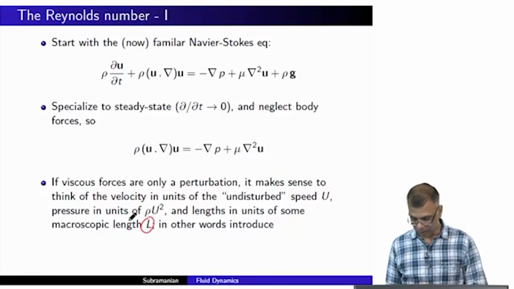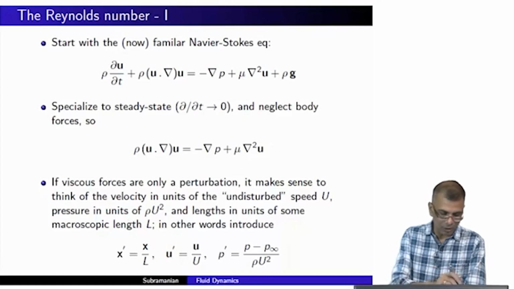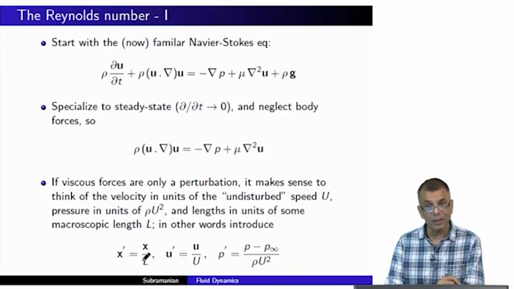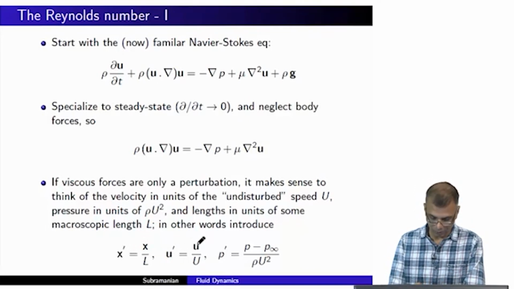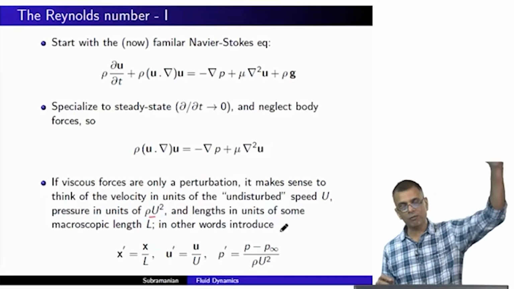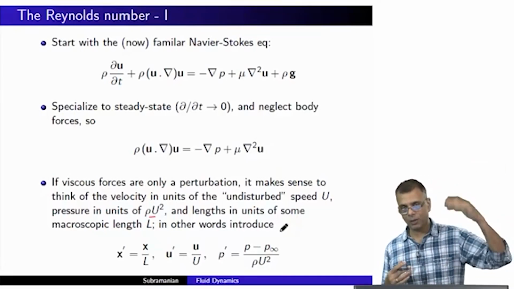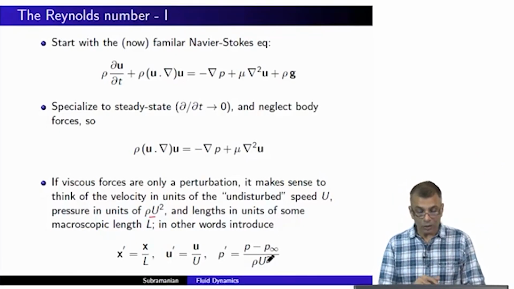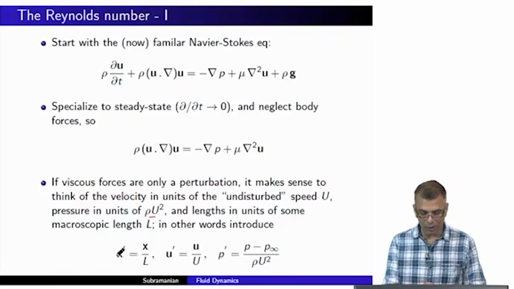In other words, we introduce these dimensionless variables. x prime is x divided by L. u prime is u divided by this capital U, this undisturbed speed. p prime is, well, not quite p over rho U squared as this might have suggested, but p minus some pressure at infinity, infinity meaning when you're sufficiently far away from the body, divided by rho U squared. So we're going to rewrite this entire equation in terms of these prime variables, which are dimensionless.